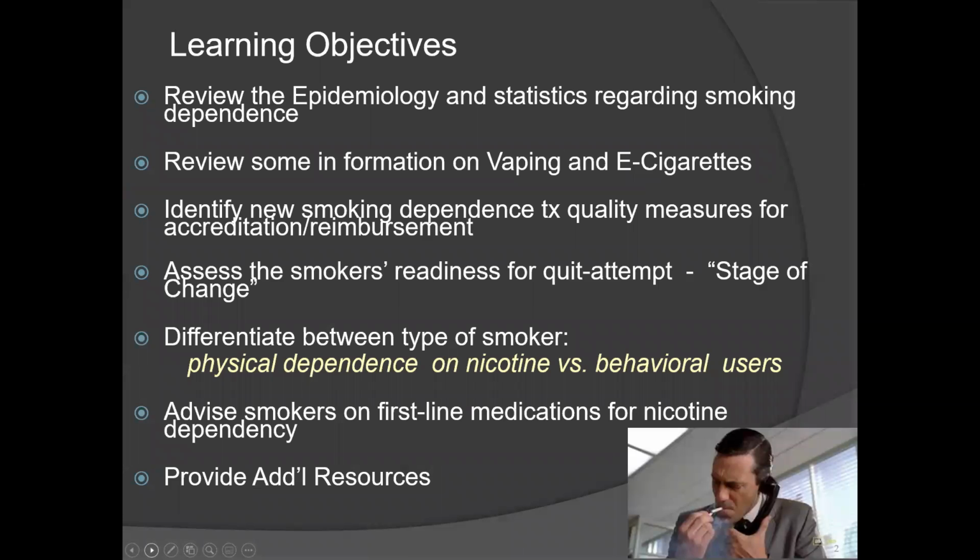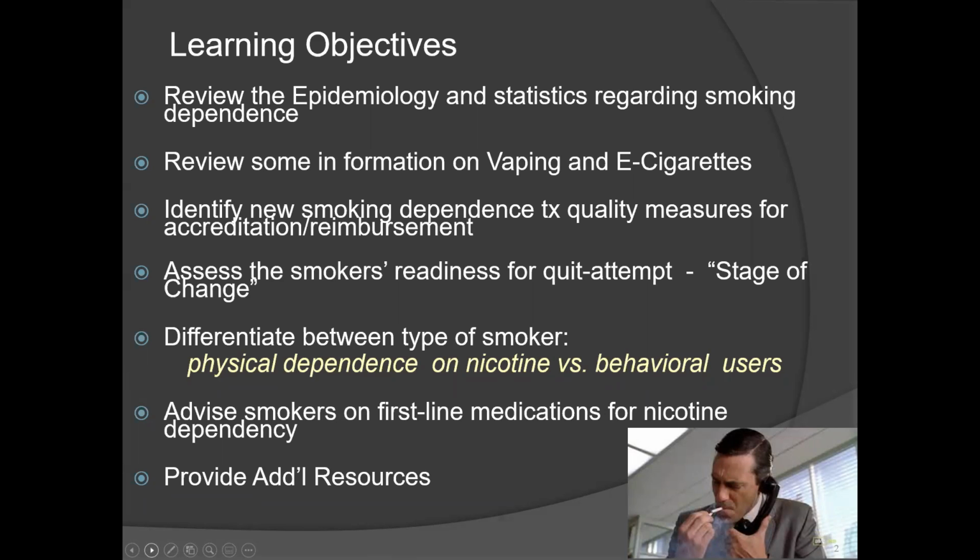So let's look at some of the actual learning objectives. We're going to review the epidemiology, fancy word, and statistics regarding smoking and nicotine dependence. So epidemiology is just the patterns that are out there. What is the frequency, what percentage of the population vapes and smokes and things along those lines, and with that, what are some of the effects of that smoking and vaping in those populations. So that's really what we mean when we talk about epidemiology.